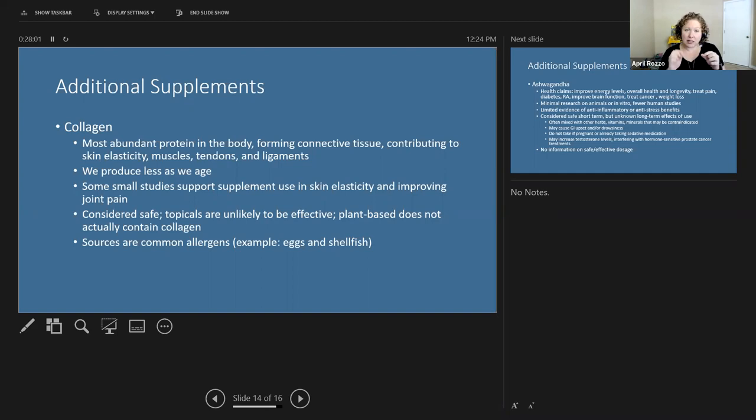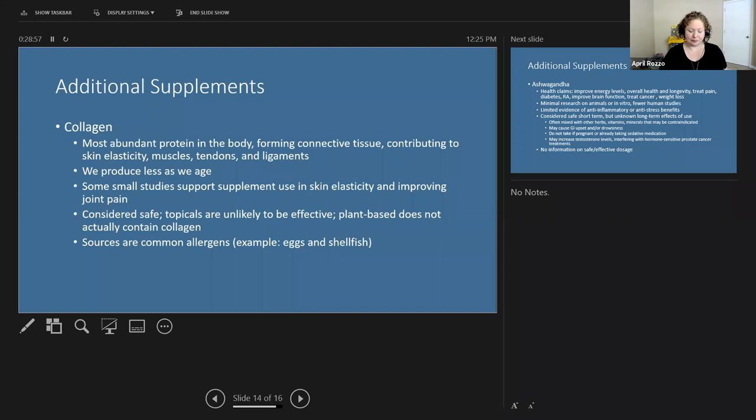That being said, there are some small studies that showed the supplementation of collagen improved skin elasticity and joint pain. They are considered safe for the most part. The studies did mention that topicals are unlikely to be very effective because they can't penetrate deeply enough to have any benefit. And of note, there are some plant-based collagen products on the market. It's important to know that those do not actually contain collagen, because collagen is the connective tissue. It's the protein from animals. That being said, a lot of the sources of collagen supplements are common allergens, like eggs or shellfish. So bear that in mind if you're considering using a collagen supplement.